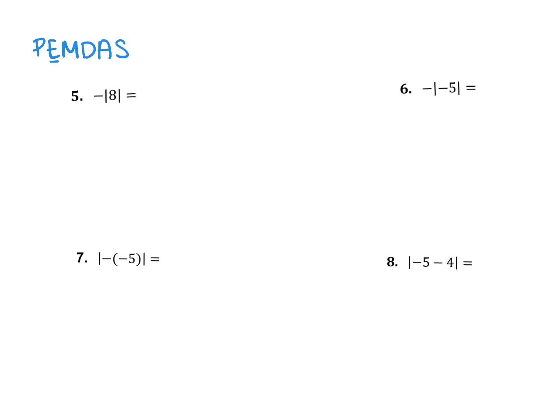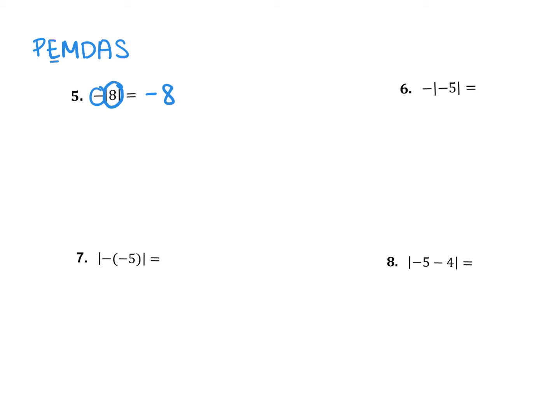So what that means then is that I have to evaluate this right here. I have to evaluate the absolute value of 8. And the absolute value of 8 is +8. And then I'm just going to come back here and put that minus on there. So I'm going to have -8.